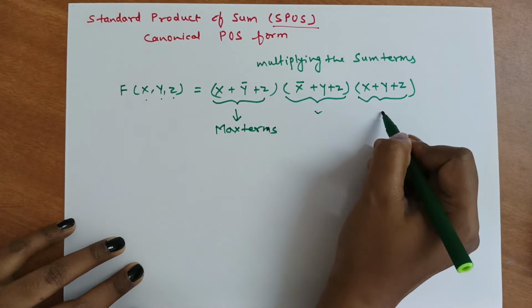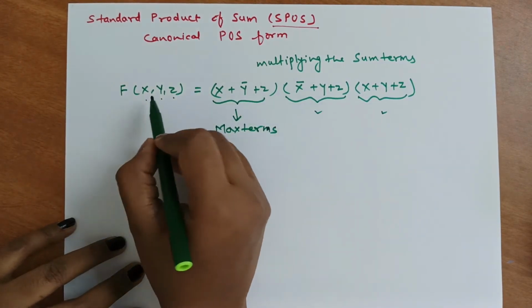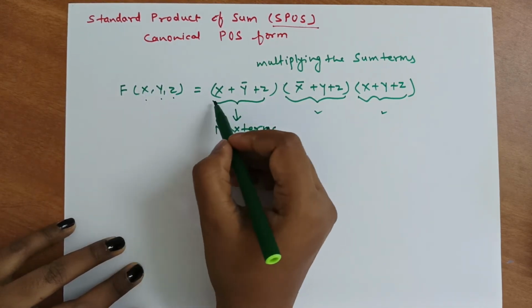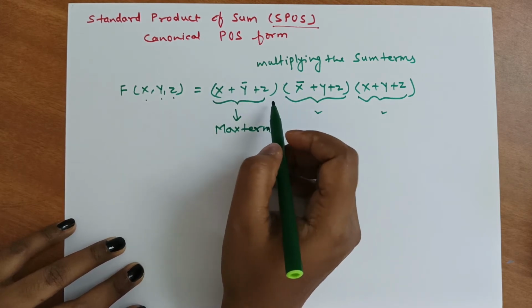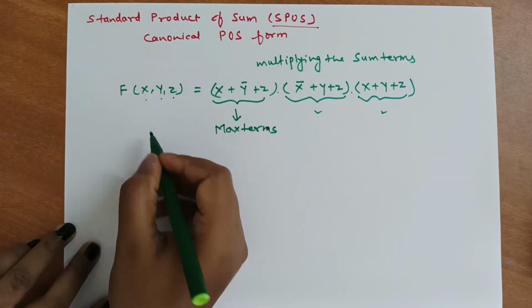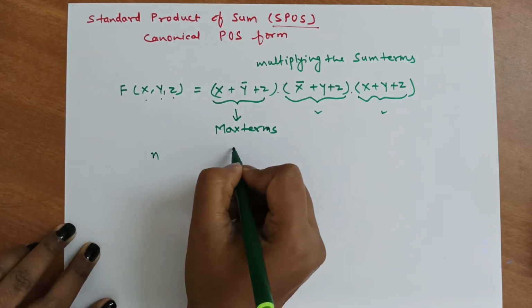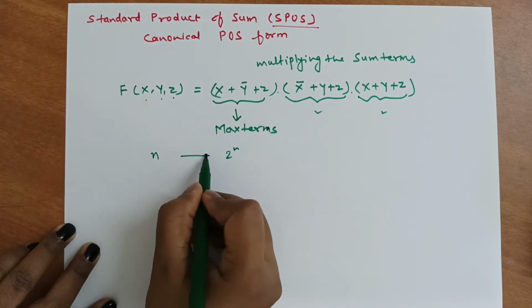This is also a max term. These max terms contain all the variables. Here the variables are x, y, z. So it will contain all the variables either in normal form or in complemented form. Here x is normal, y bar is complemented. If there are n variables, then the number of max terms will be 2 to the power n.